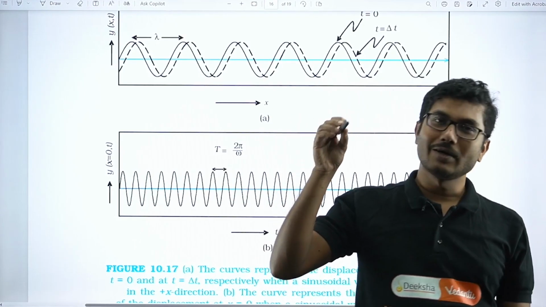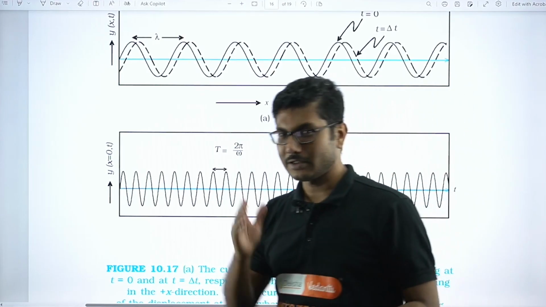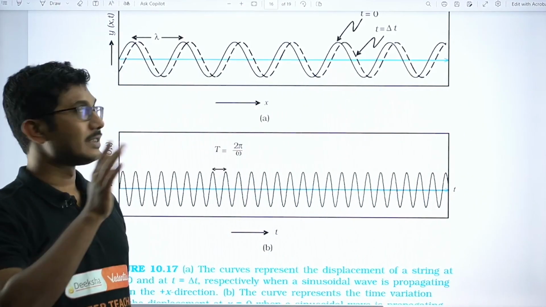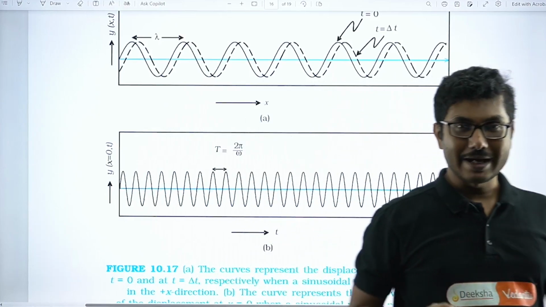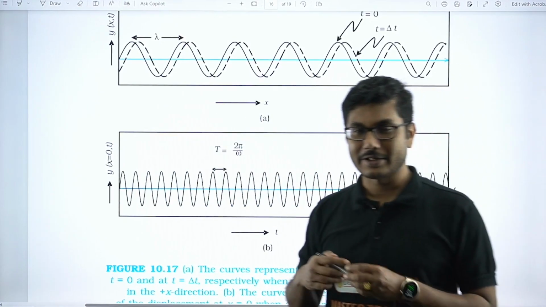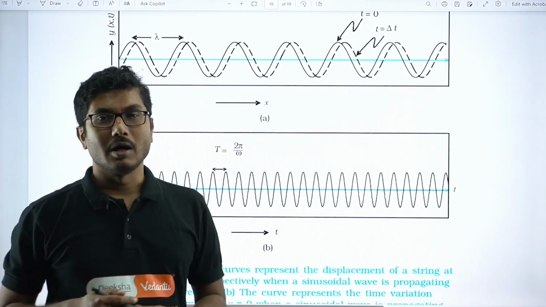Even if I rotate it, the wave is still propagating in the same direction. So based on the axis of this wave, this is called unpolarized light. If there are multiple axes present in the direction of light, this is called unpolarized light.